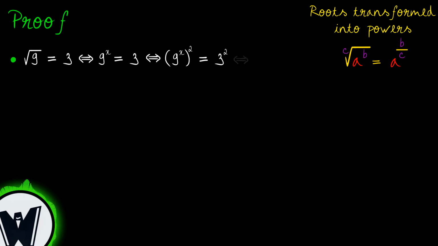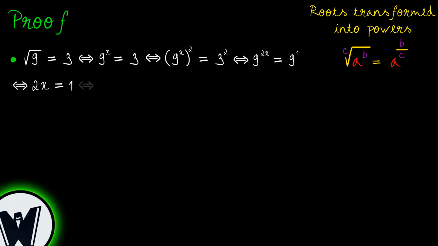Now, by the property power of a power, we have 9 to the power of 2x on one side and 3 squared on the other side. We have the same base since 3 squared is 9. And this is an equation, so the exponents must also be equal. 9 is the same as 9 to the power of 1, so we have 2x equal to 1.